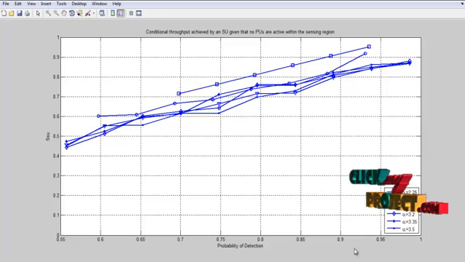The graph is plotted between SSU and probability of detection, given the condition of the throughput achieved by the secondary users, given that the number of primary users are active within the sensing region. The alpha 5 values are processed for the probability of detection and the corresponding sensing values of secondary users.